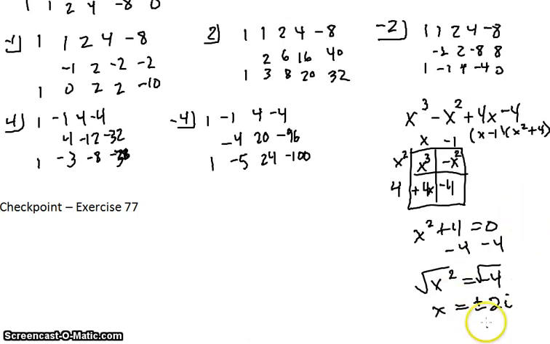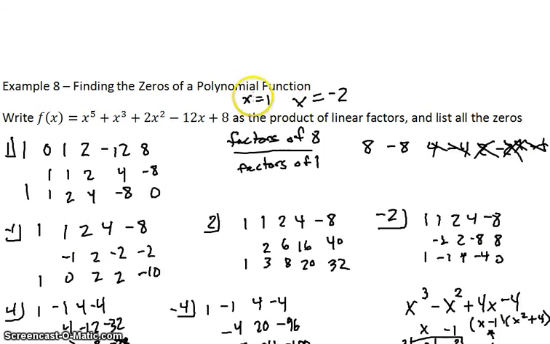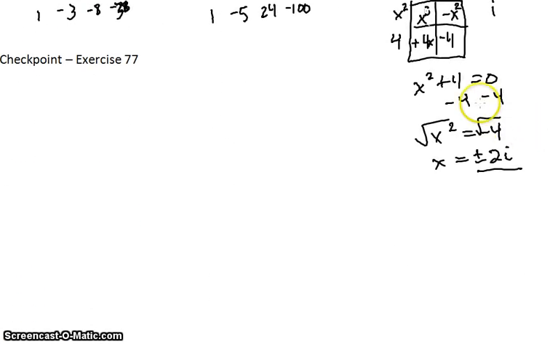So what I have are these 2 roots, this one right here, which is 1, this one, and this one. So I have 1, 1, plus and minus 2i. So here's how I write this. My roots are 1, 1, plus and minus 2i.